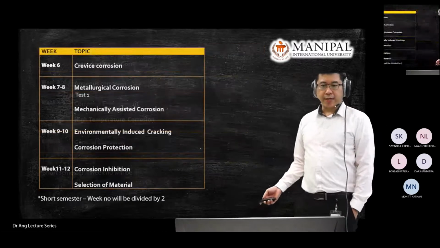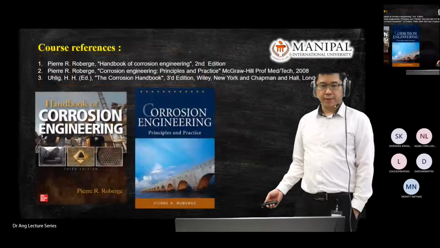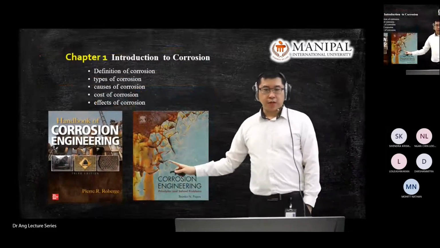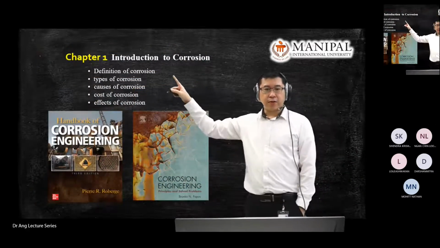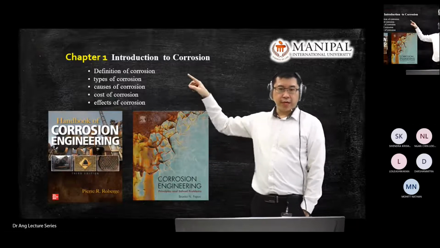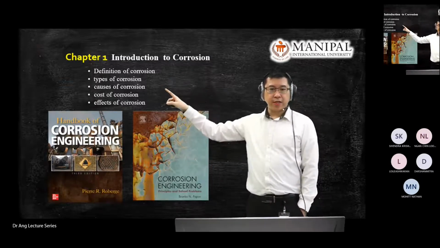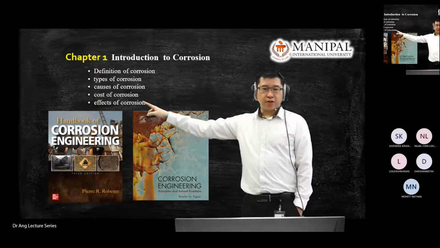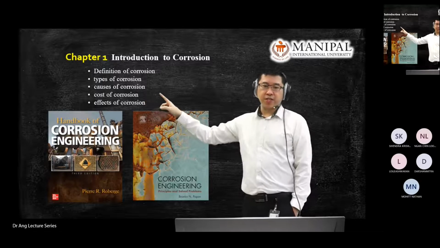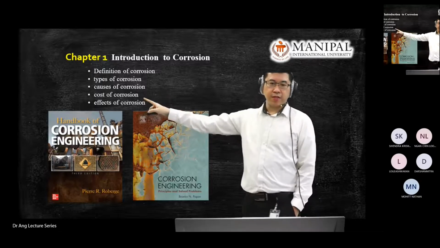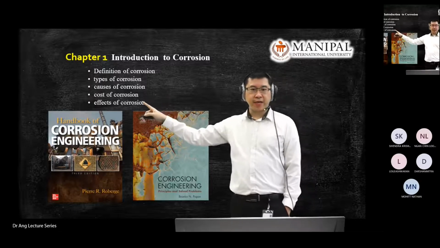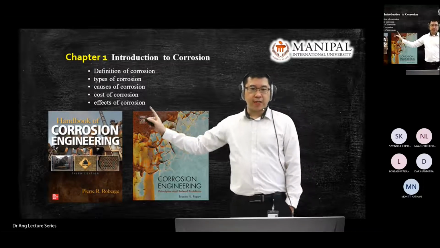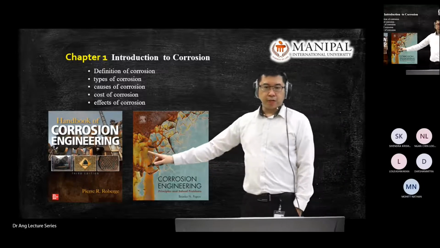Let's look at chapter 1. Now, chapter 1, I'll be using these 2 books. So chapter 1 today, our lecture will be introduction. We'll look at definition, we'll look at type of corrosion, what caused them, and if you have a corrosion, what are the consequences, what is the price that you need to pay to handle corrosion, or maybe the machine breakdown, what is the cost. So these are the 2 books that I'm referring to.